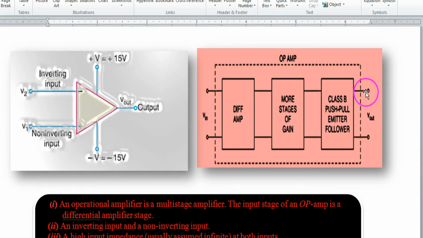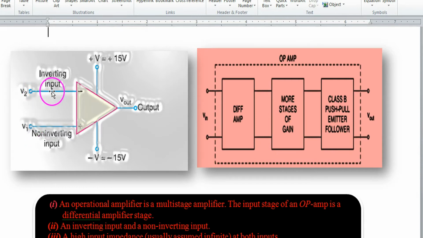Generally the output is taken at one terminal and the second terminal is often grounded. This is the symbol of the operational amplifier, the symbolic diagram. It is shown by a triangle. There are 2 input terminals V1 and V2, and one output terminal V out, and plus V equals plus 15 volt, minus V equals minus 15 volt. They're the 2 supplies. Not necessarily 15, maybe 12, maybe 18, like that. And 2 inputs V1 and V2.